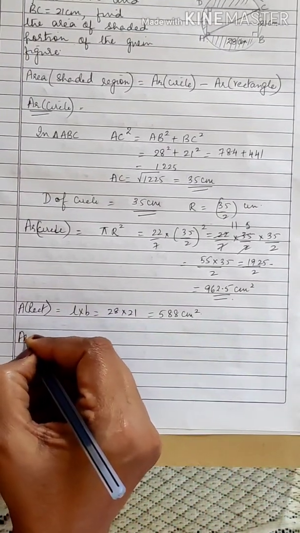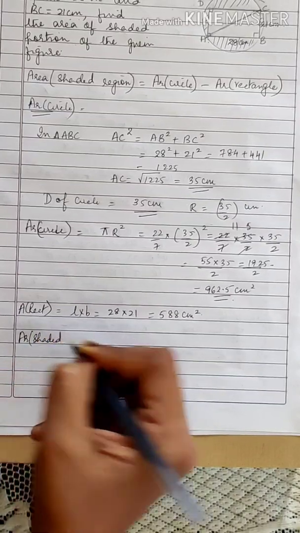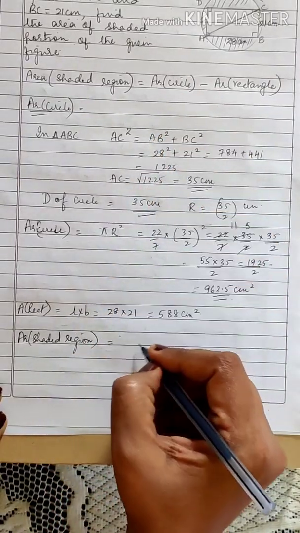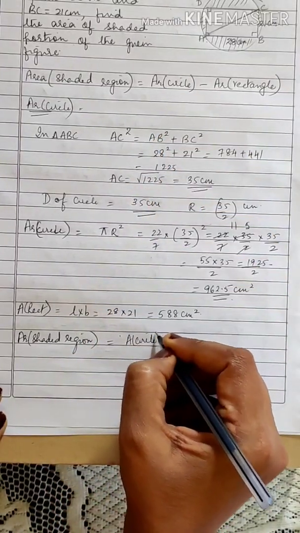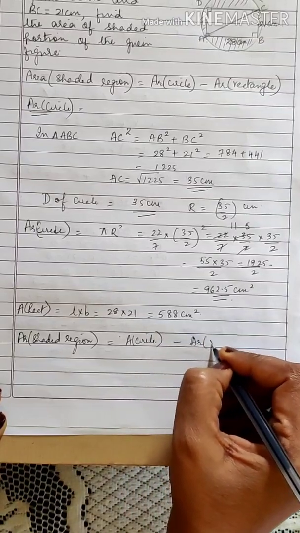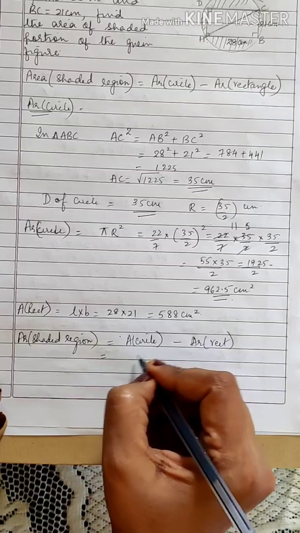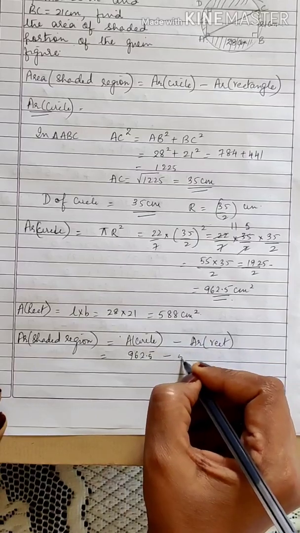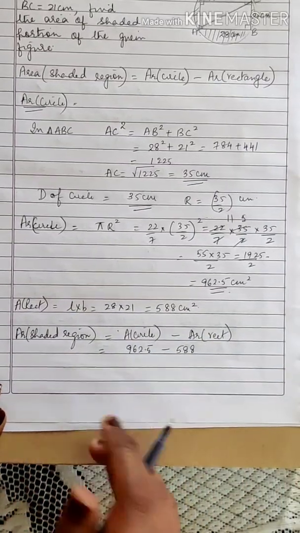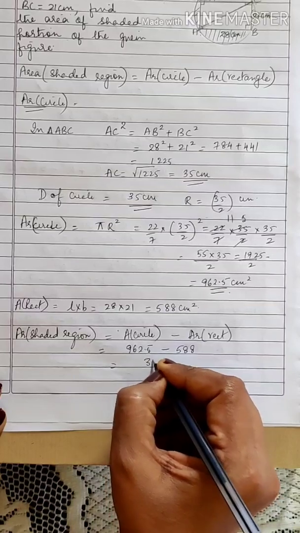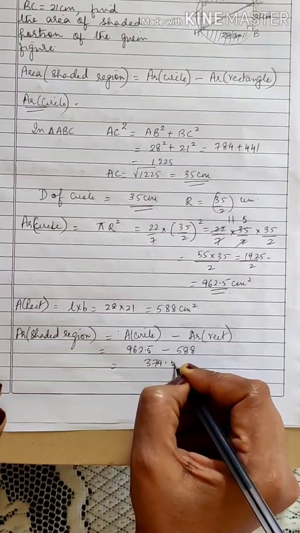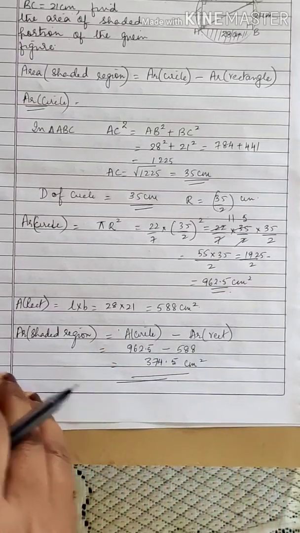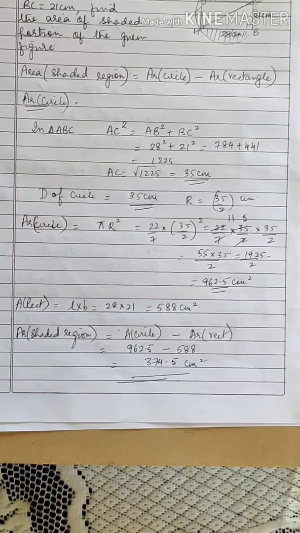Now you can find the area of the shaded region, which will be equal to area of circle minus area of rectangle. So area of the circle is 962.5 minus 588. So this will be equal to 374.5 centimeter square. So these are all combination sums where you have to use the formula of circle as well as rectangle.